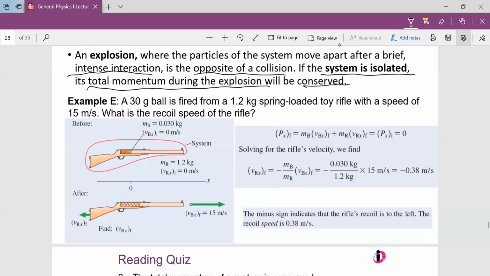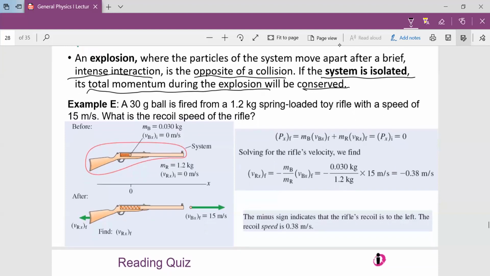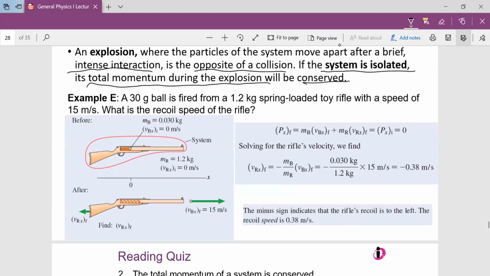So let's take an example. A 30-gram ball is fired from a 1.2 kg spring-loaded toy rifle with a speed of 15 meters per second. The question is, what is the recoil speed of that rifle? So we picture the problem and identify it as an isolated system. That's why we have the circle around it, to show it's isolated.